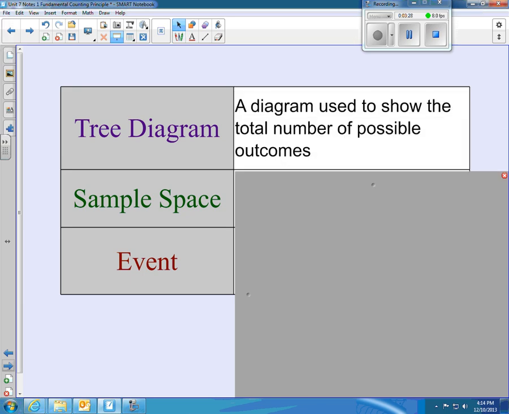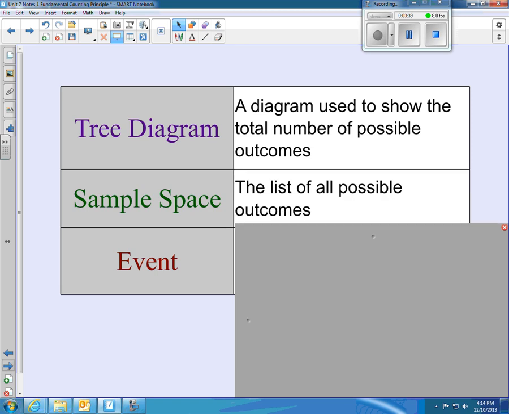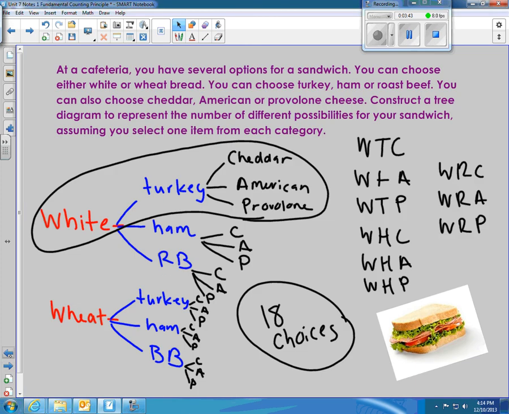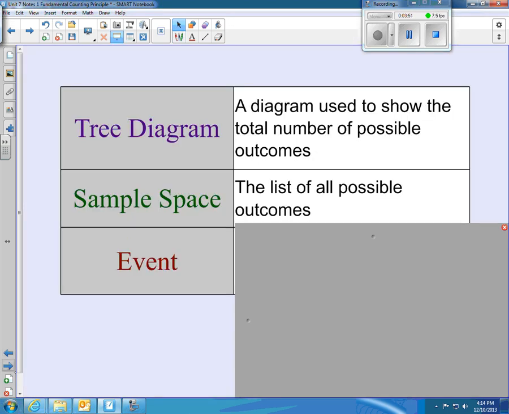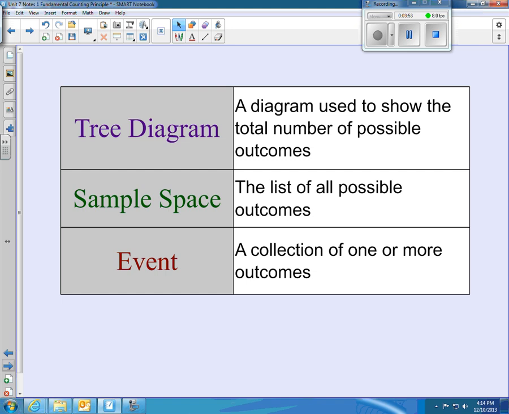And so we want to talk about a tree diagram. A tree diagram is a diagram used to show the total number of possible outcomes. Then sample space. Sample space is the list of all the possible outcomes. So that was this list that I was working on right over here. This isn't all of our sample space. If we include the other ones, that's our sample space. Then last, we also have event. It's the collection of one or more of the outcomes.